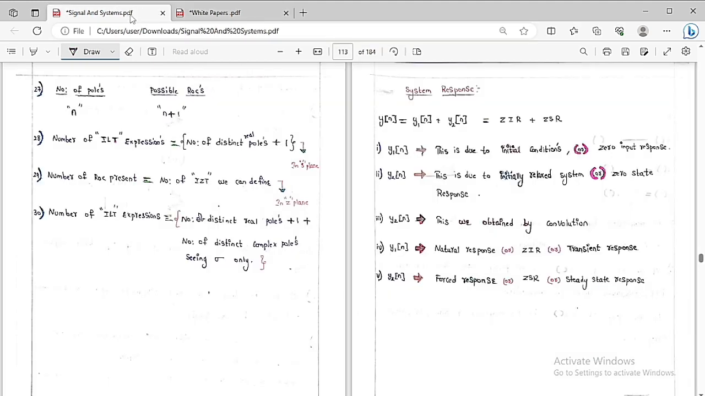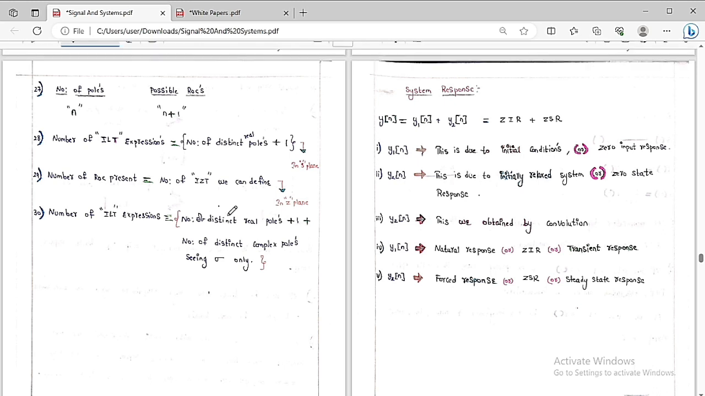Therefore, what is the formula you have to remember? The number of inverse Laplace transforms is equal to the number of distinct real poles plus 1 plus the number of distinct complex poles, with the same sigma only. Even though you forgot this expression, by drawing the graph you can get back the formula. Now, this one you don't have to remember. If the complex poles are not present, this is the formula you have to use. But if the complex poles are also present, then by default you have to use this one. So complex poles also you need to consider.